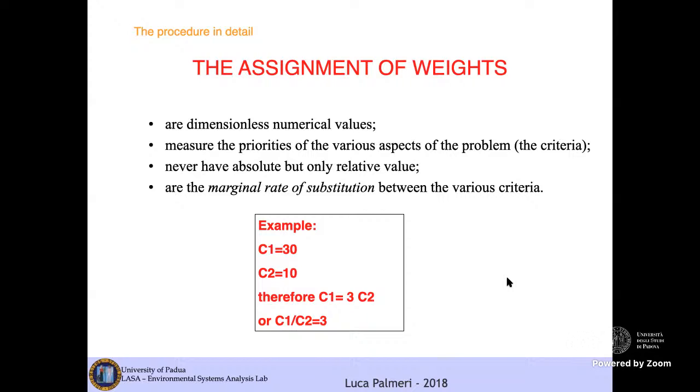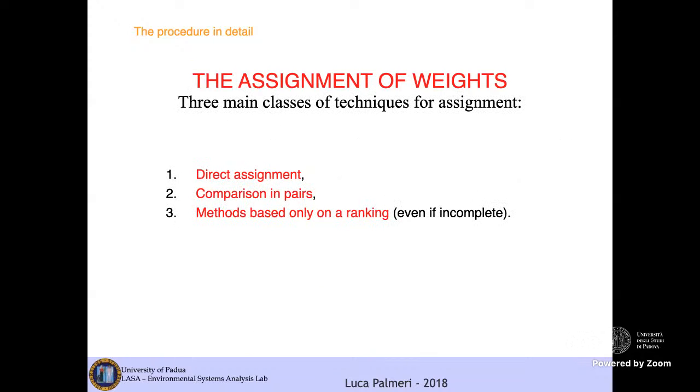Okay, this is statistics. For example, we may have two criteria. For criteria 1, the value is 30. For criteria 2, the value is 10. But if we say that criteria 1 is 3 times more relevant than criteria 2, then the weight 3 forces you to give more relevance to criteria 1 with respect to criteria 2. How much more? Exactly 3 times more relevance.